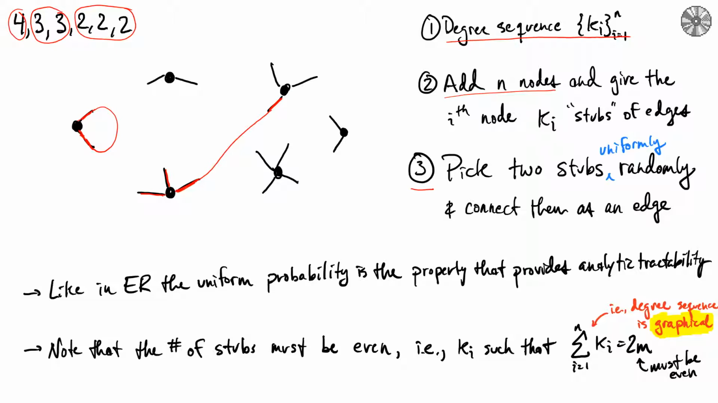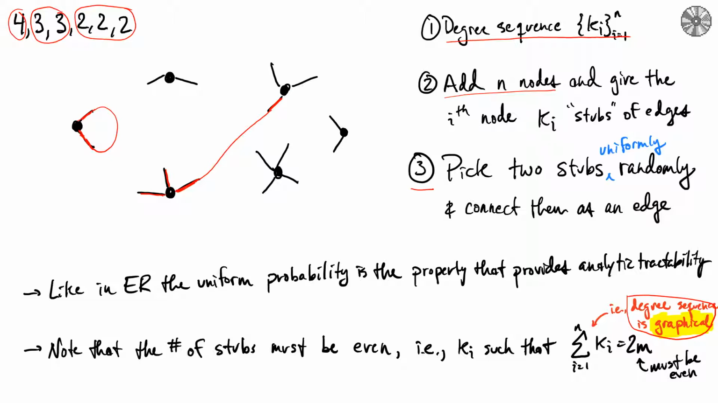Notice that we obviously need to have an even number of stubs in order to make sure that we can connect all of the stubs to other stubs. This property is given the term graphical. So the degree sequence needs to be graphical so it can actually be realized as a network.